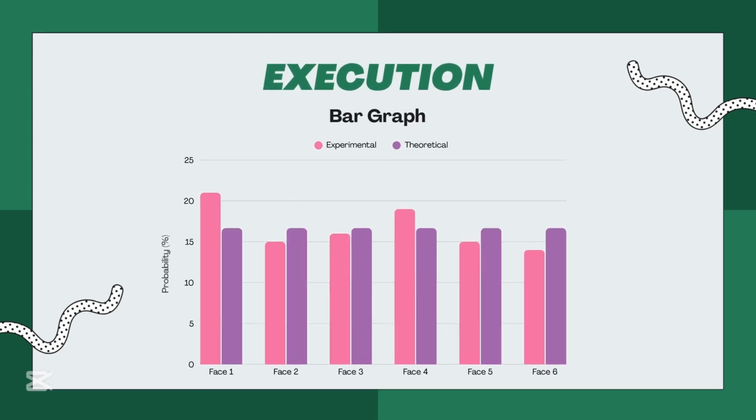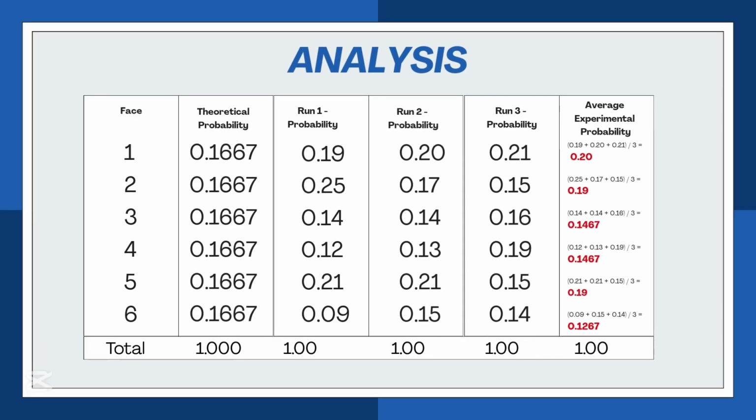The third bar graph shows that all 6 bars are nearly aligned with the theoretical line. The consistency in this run demonstrates how, over time and through repeated trials, experimental outcomes tend to move closer to theoretical expectations. This supports the law of large numbers and gives us a better understanding of how probability works in real-life scenarios. Let's take a look at our results in this table.